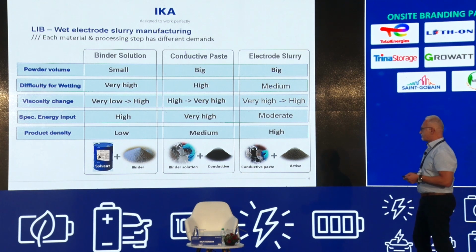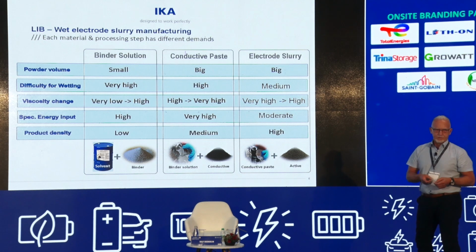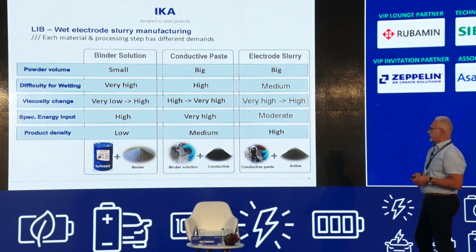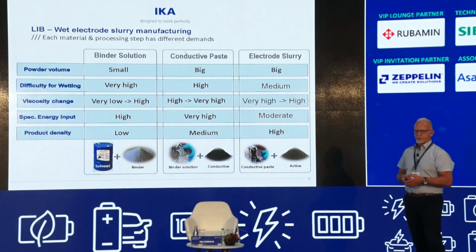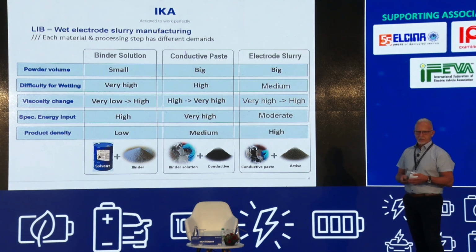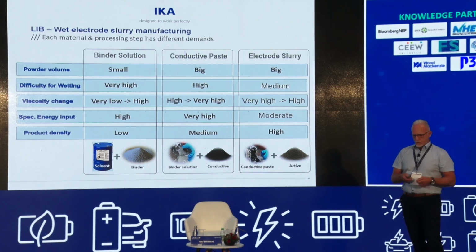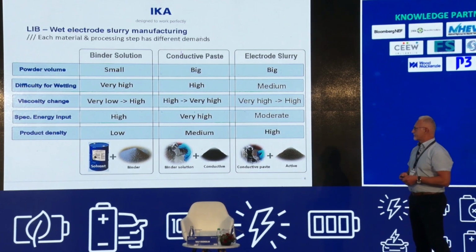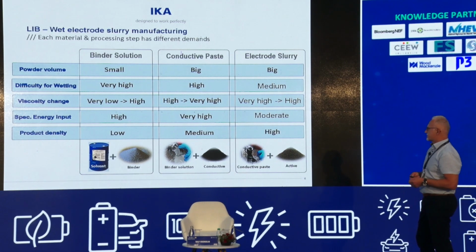And then each of these materials needs a different energy input. The demand can be very high at the beginning, especially for conductive materials. But for the active materials, for example, we don't want to put too much stress on the particles. And like that, we should select a suitable mixing system which fits all of these materials in each step.